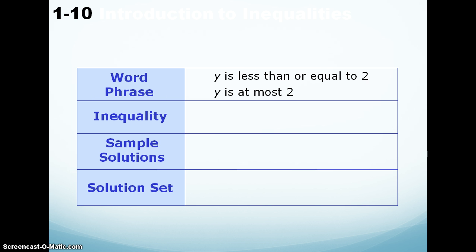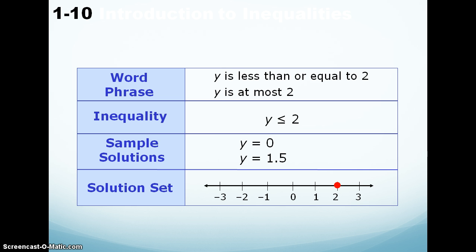Let's look at another one. Y is less than or equal to 2. And another way to say that same phrase: Y is at most 2. So that would look like the less than or equal to symbol. Some solutions could be 0, 1.5. We could go on and on. We could pick any negative number. For this solution set, you'll notice that our circle is solid or colored in because we have the equal to part. So it can equal 2, but it also can be less than.